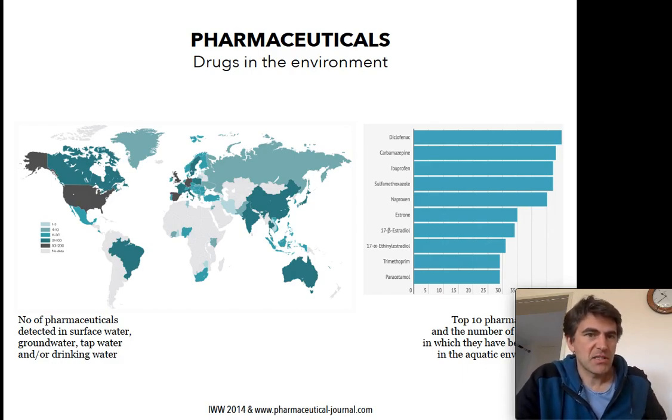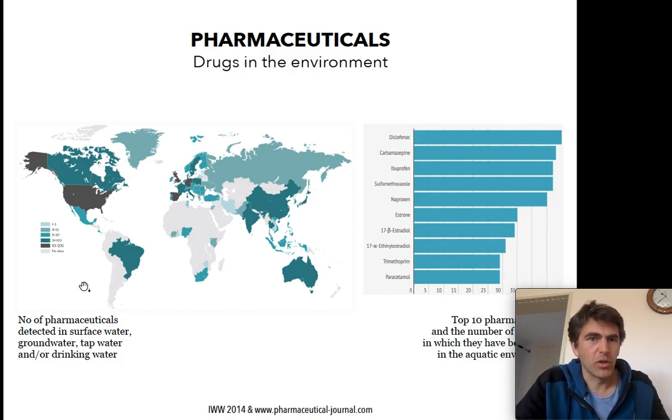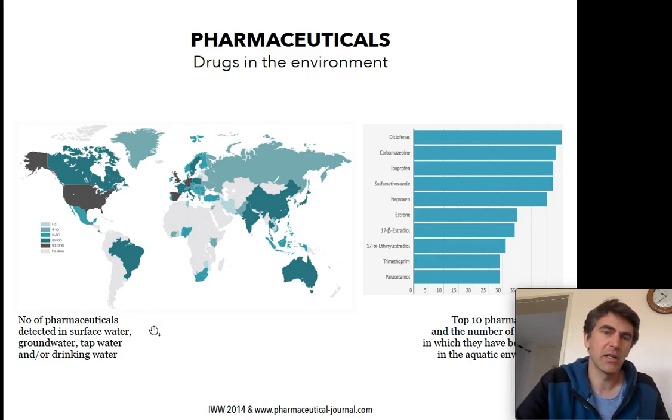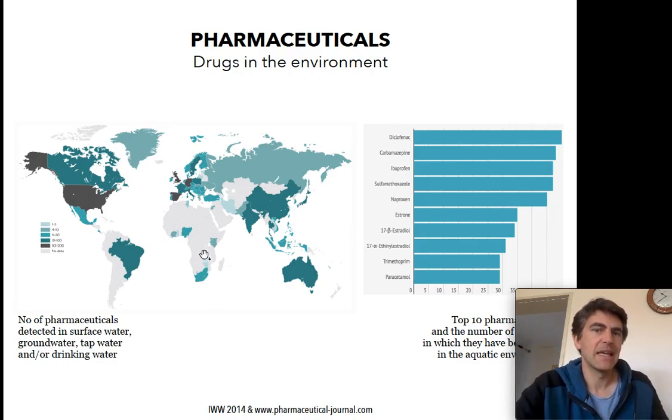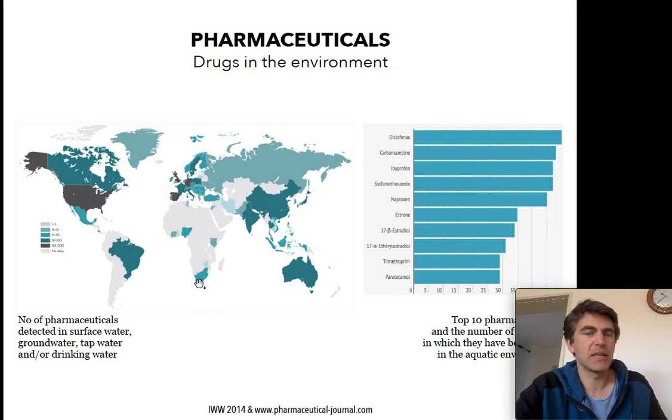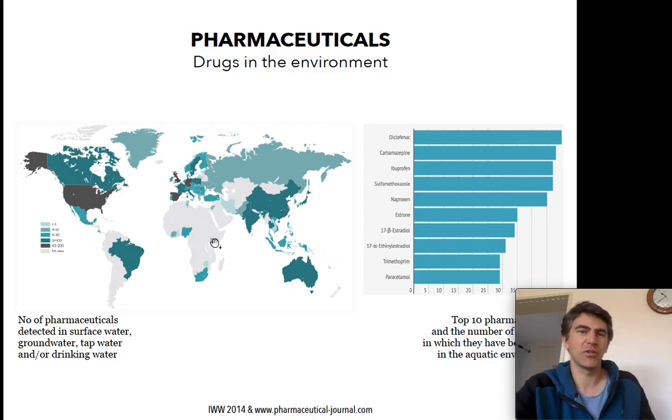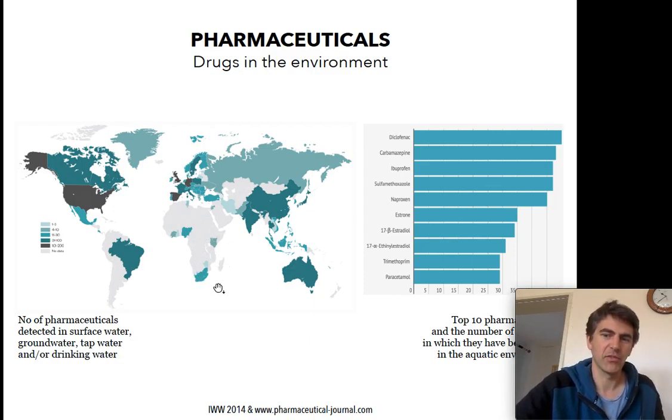The result of which is that we can see in the world here the number of pharmaceuticals detected in surface water, groundwater, tap water, or drinking water, and actually, especially in the industrialized nations, there's quite a bit that can be found there. Lots of different pharmaceuticals can be shown to exist out in the environment in the places that we drink. Less so in some of these poorer places, but then again, there are fewer pharmaceuticals being used, but I'm sure they also do a lot less testing of their water here, so I would be a bit careful about these statistics.